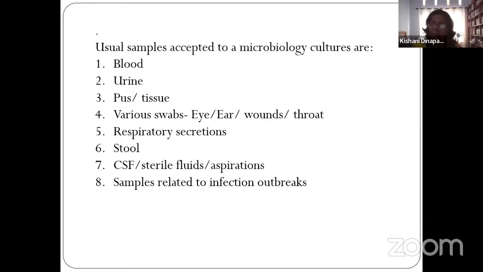Urine, lesser hospitals than base hospitals would be performing. That is the simplest form of culture, I would say. Pus and tissue would be taken into cultures, various swabs like ear swabs, wound swabs, and throat swabs, respiratory secretions such as sputum, tracheal secretions, and ETT secretions. Stool, depending on whether your lab would be performing or not, will be accepted. CSF, sterile fluid aspirations, and samples related to infection outbreaks, as I said earlier in the lecture. So these are the ones that we commonly perform.